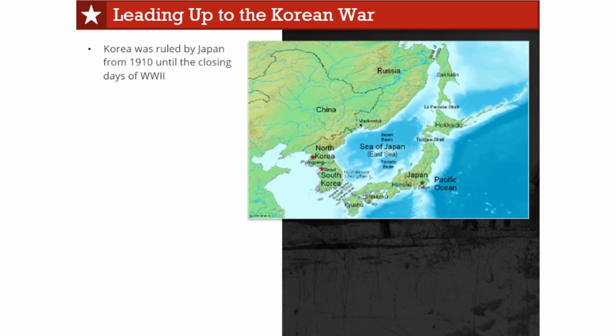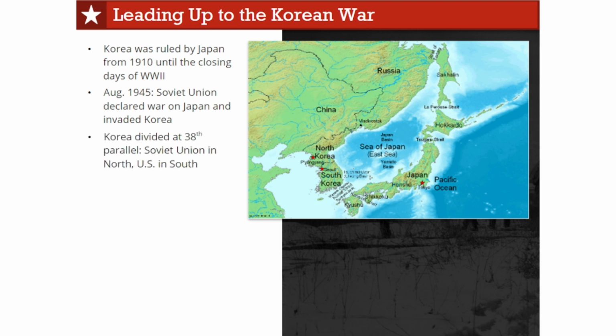Korea was ruled by Japan from 1910 until the closing days of World War II. In August 1945, the Soviet Union declared war on Japan. Soviet troops advanced into northern Korea and accepted the surrender of the Japanese forces above the 38th parallel, while U.S. forces did the same south of the 38th parallel. When Japan surrendered and World War II came to an end in September 1945, Korean delegates were excluded from all talks between the Allied nations and had no say in the fate of their country.